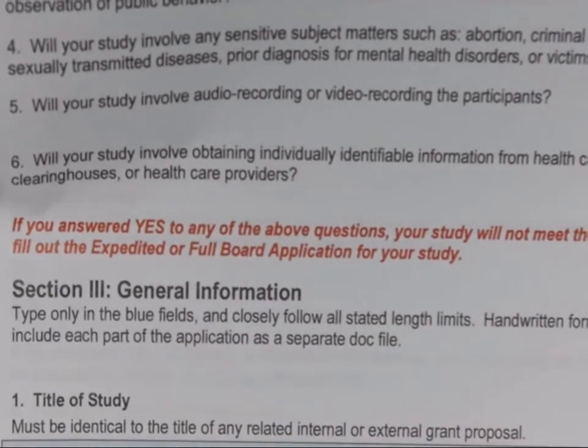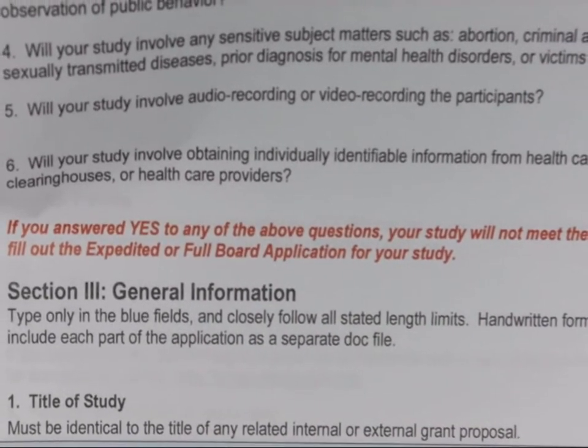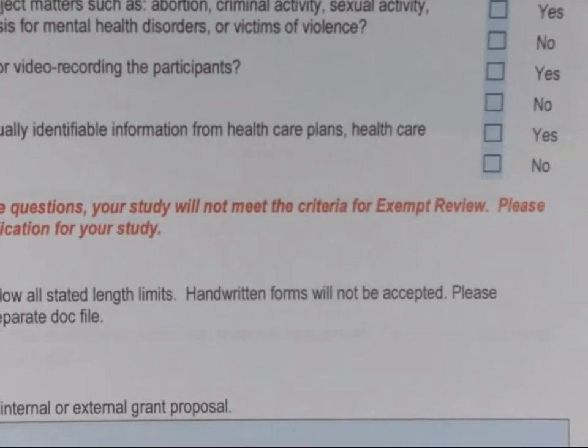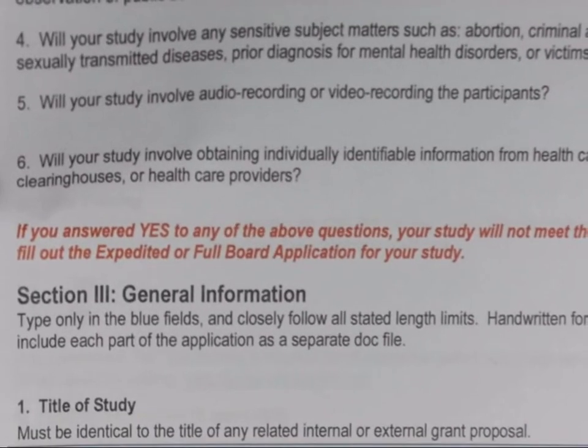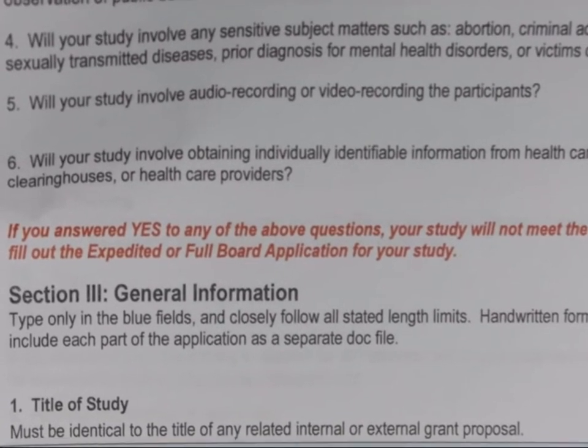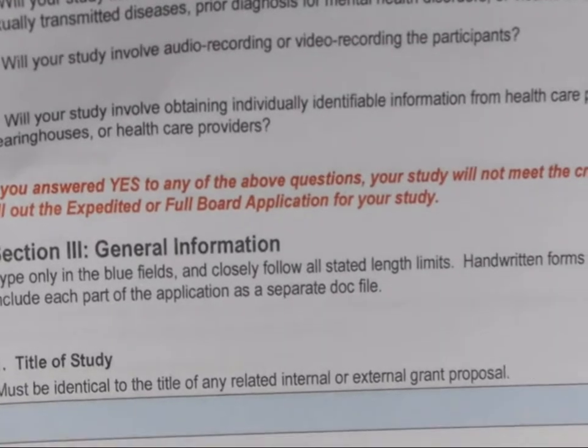All right, and then we see if you answered yes to any of the above questions, your study will not meet the criteria of the exempt review. Please fill out the expedited or full board application for your study. So this one is not going to work for us.